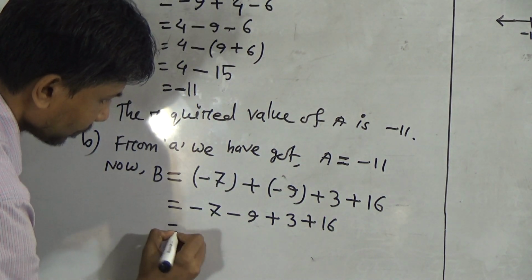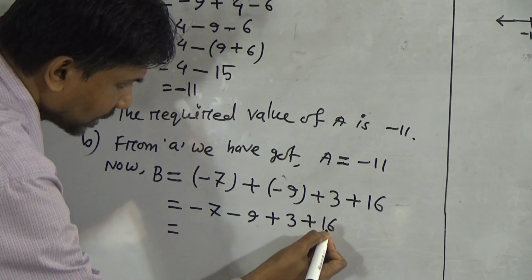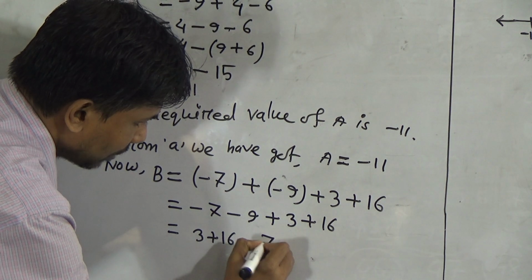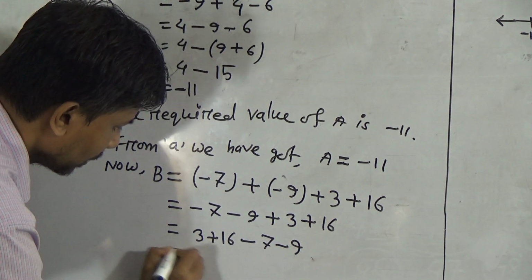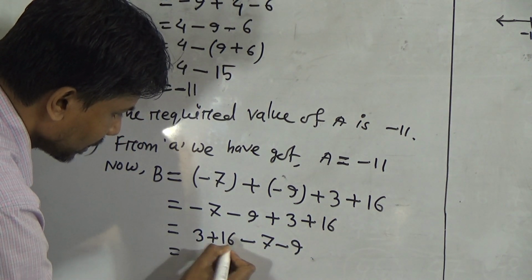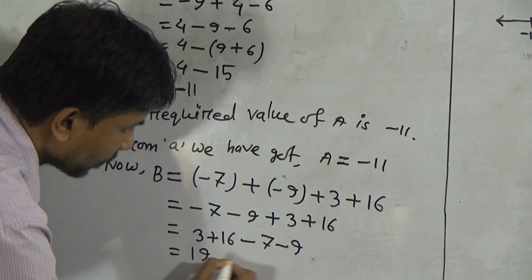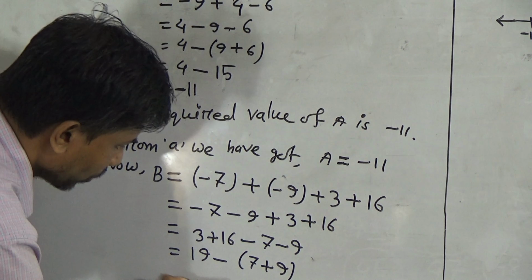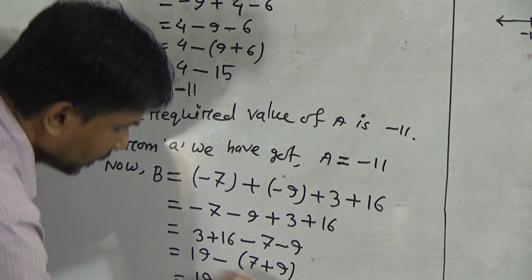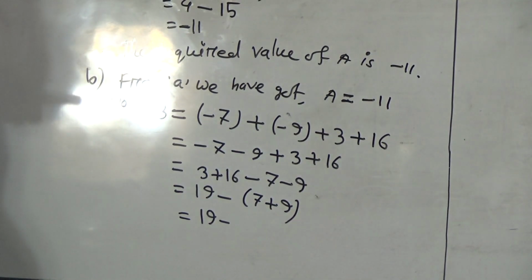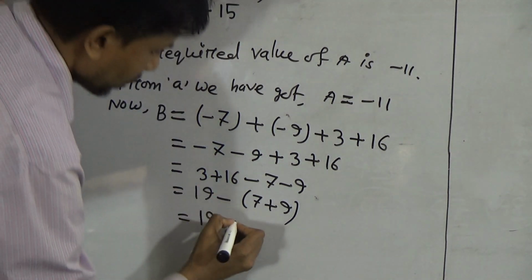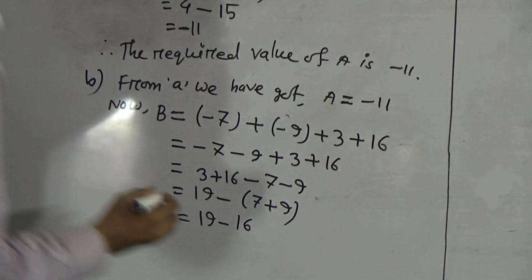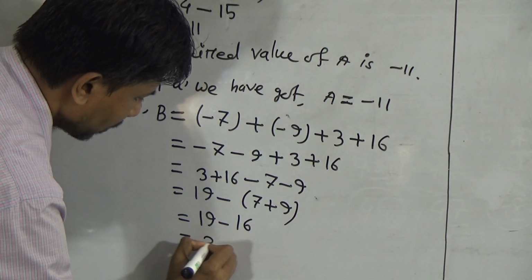Okay, now 3 plus 16 equal to what? 19. Minus common, 7 plus 9 is equal to what? 16. Right. Now subtract 16 from 19. This is equal to 3.